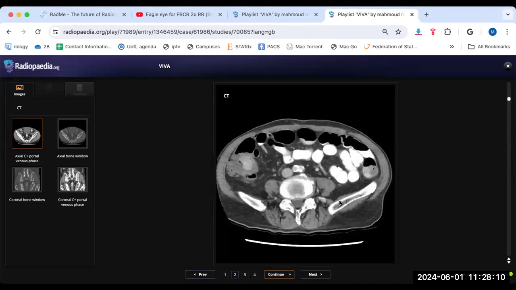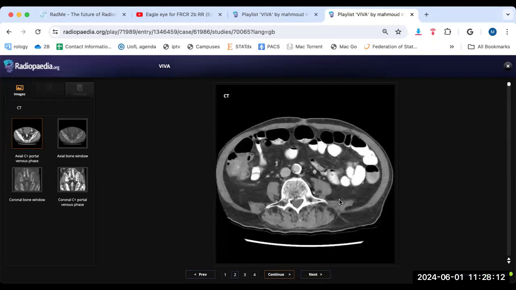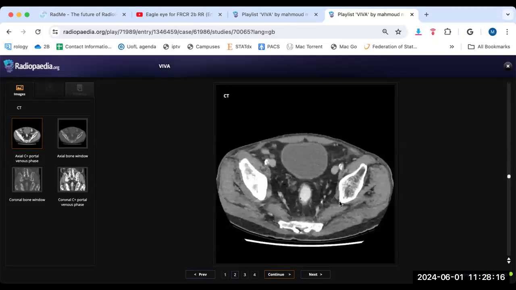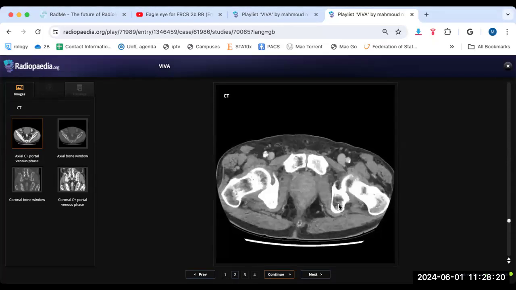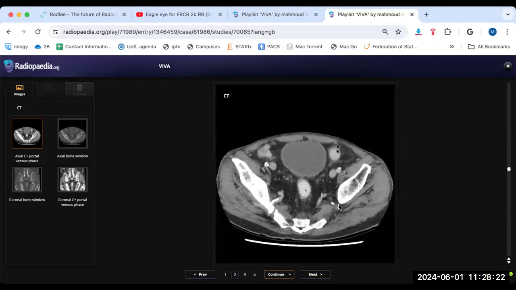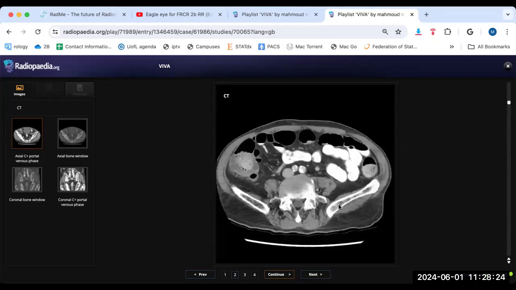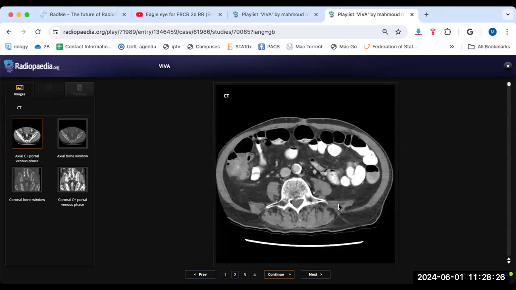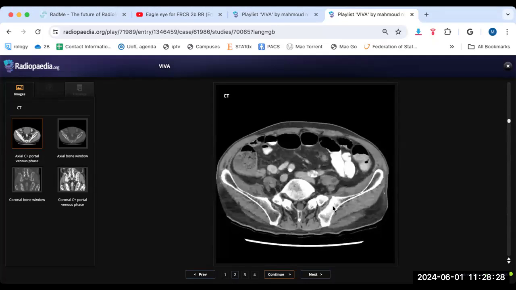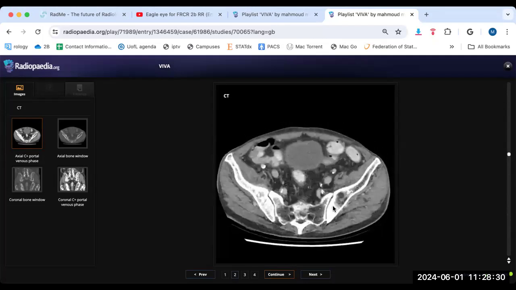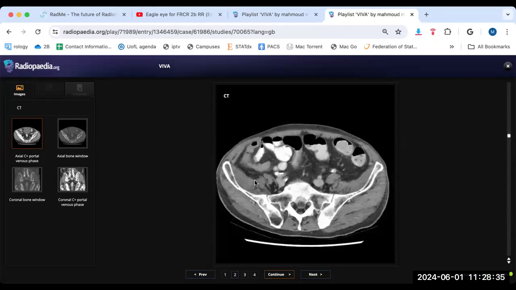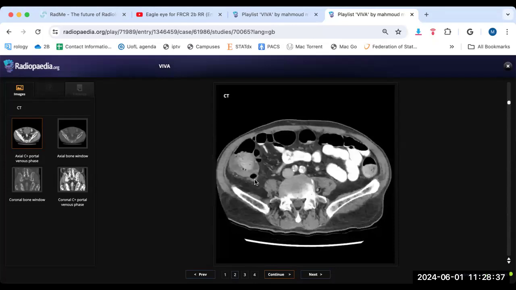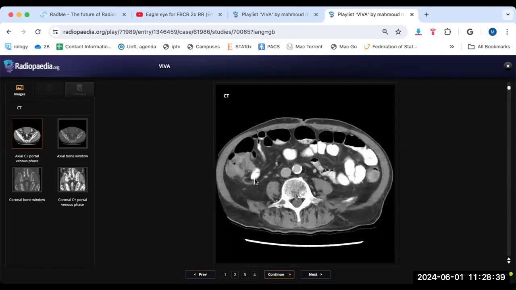Is it only pelvis CT? Is there any abnormality? I can see there is... I am suspecting an abnormality seen in the cecum.